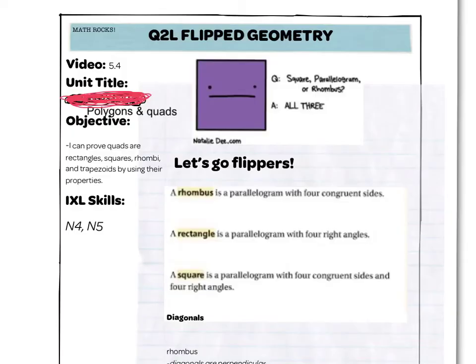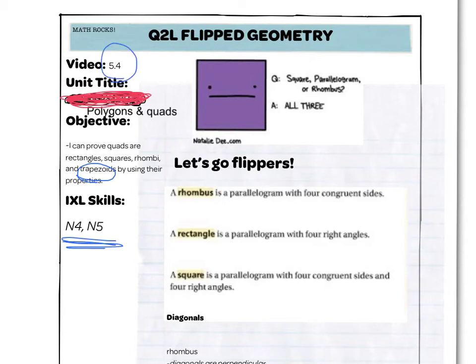Okay, so our objective today is I can prove quads are rectangles, squares, rhombi, and trapezoids by using their properties. We will actually look at trapezoids tomorrow, but again, that's the basic idea of what we're looking at for the next 2 days. And the Excel skills that I'm going to suggest you start are going to be N4 and N5. This is video 5.4, so please make sure you note that down.